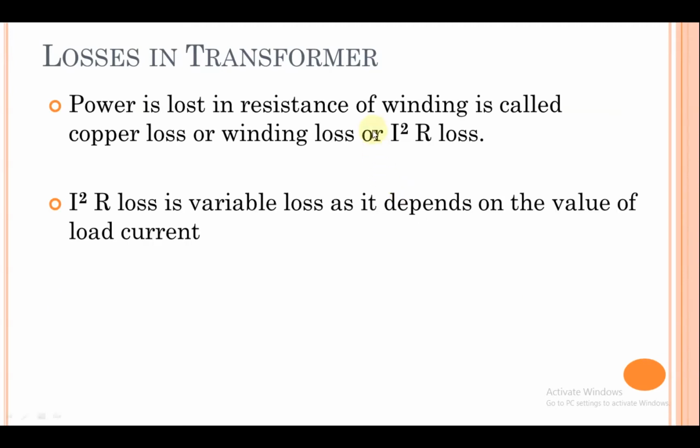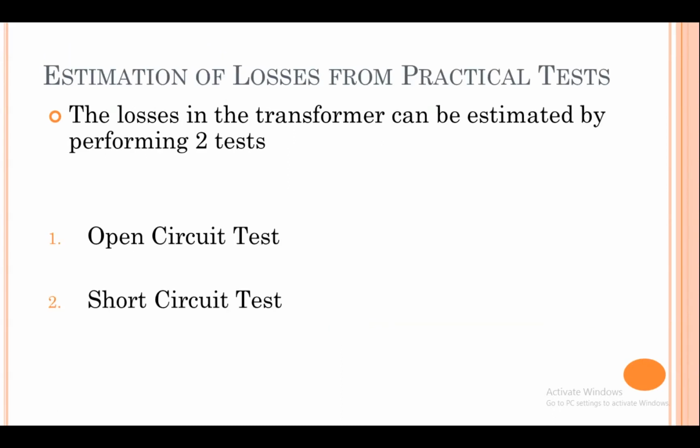Power lost in the resistance of the winding is also called copper loss, winding loss, or I square R loss. And I square R loss depends on the current, and definitely current depends upon the load connected on the transformer. So, when more load is connected on the transformer, the I square R loss will increase.